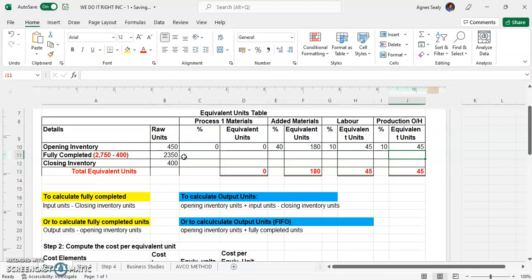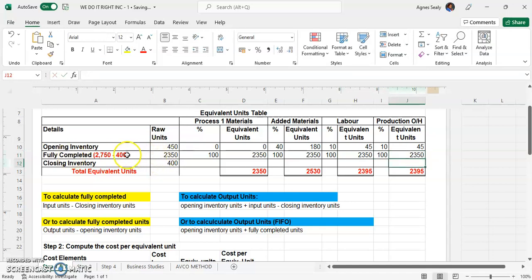So again, let's look at that. For them to be fully completed, they will need 100% of process 1, added material, labor, and production overhead. So our percentage here is 100%. So therefore, 100% times the raw units will give us 2350 equivalent units. 100% with respect to added material, 2350. 100% with respect to labor, and 100% with respect to production overhead.